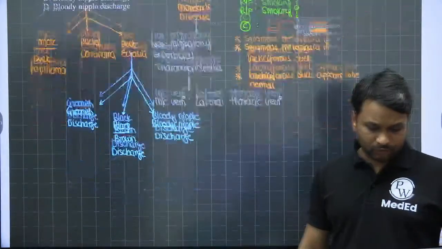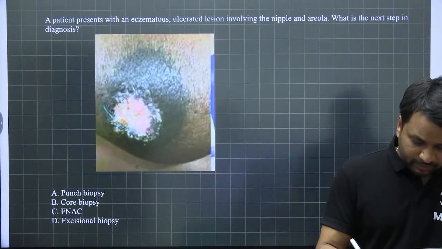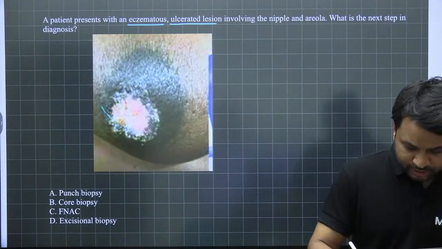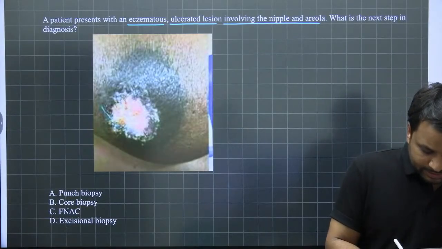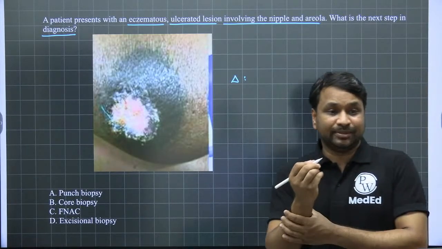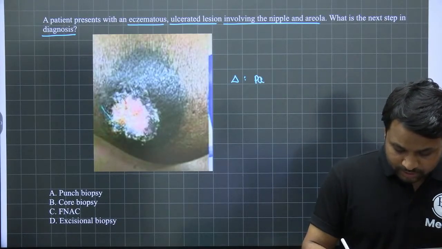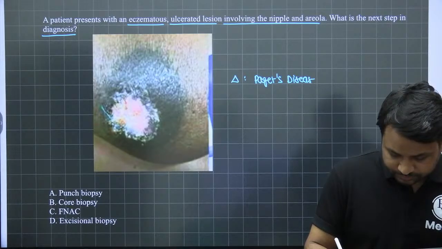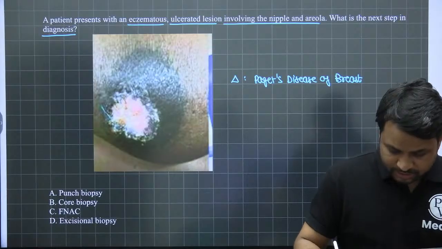Clear? So going to the next question. I have a patient presenting with an eczematous ulcerated lesion involving the nipple and areola. What is the next step in the diagnosis? If there is unilateral eczema involving the nipple areola complex, this is what we call Paget's disease of the breast.